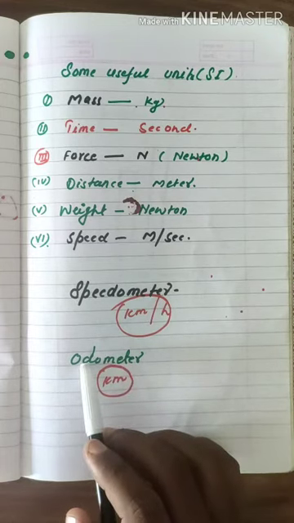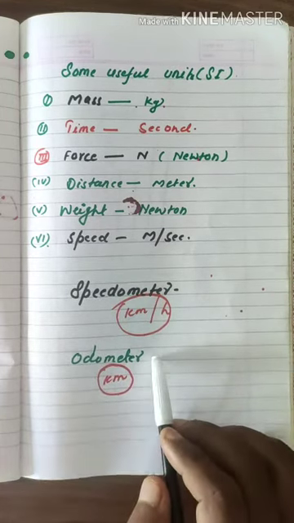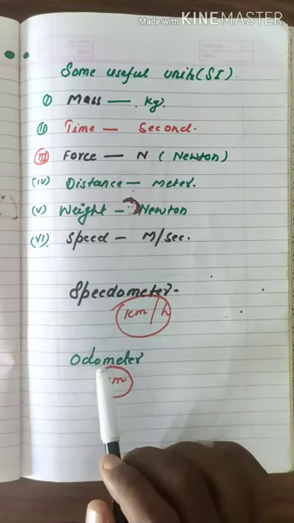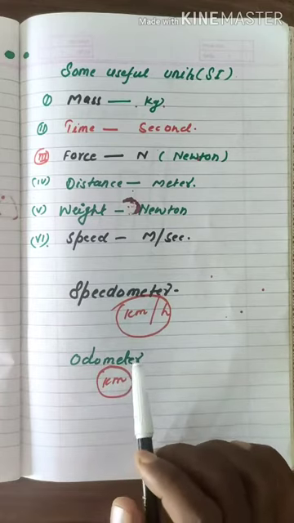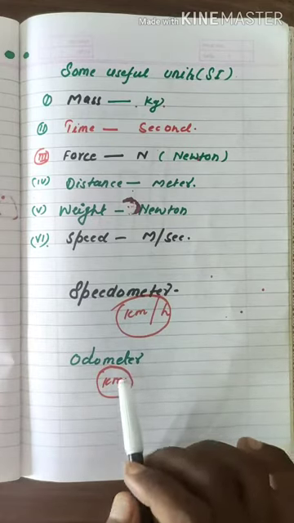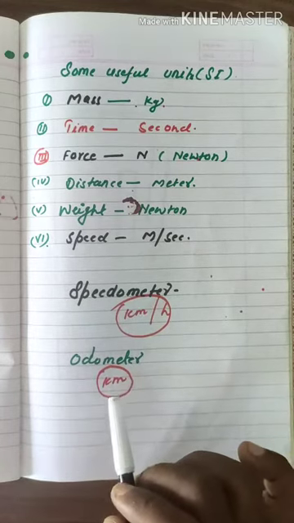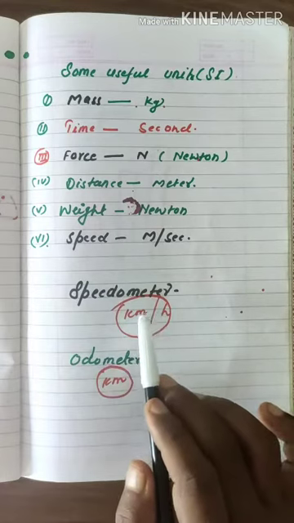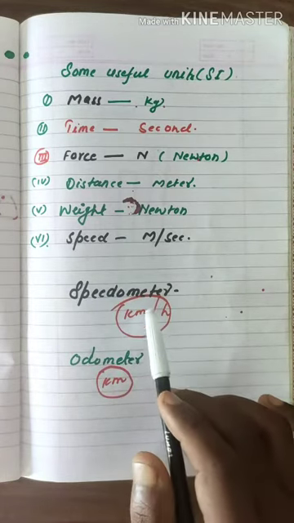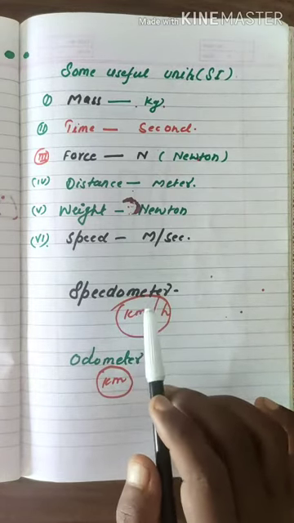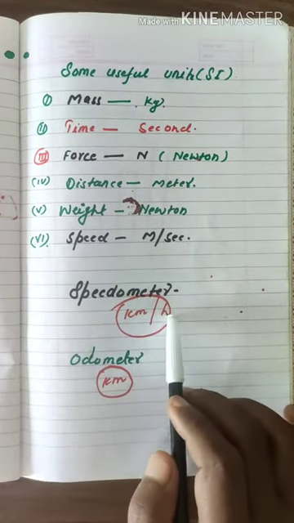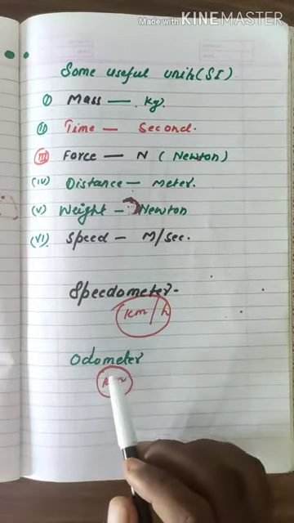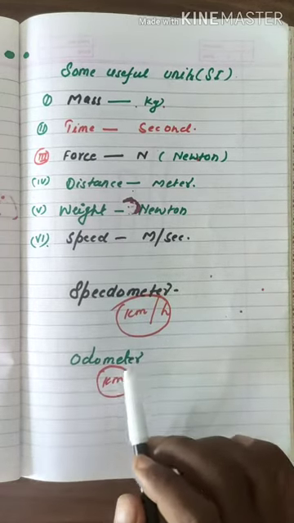Now here is another device, the odometer, which is also used in vehicles to determine the distance covered by the vehicle in kilometer. So student, here the speedometer can measure the speed of any vehicle in kilometer per hour, and the odometer can measure the distance covered by the vehicle in kilometer.